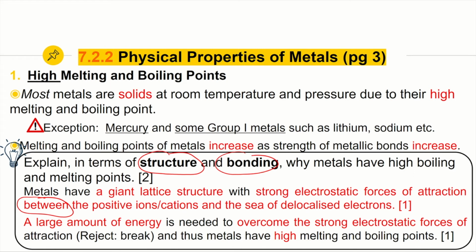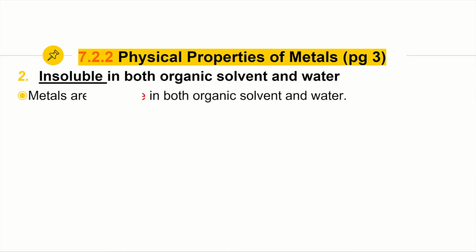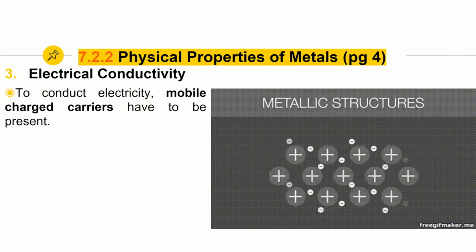However, there are some exceptions. Mercury, we know, is liquid at room temperature. And for group 1 metals, which we will learn subsequently, they have low melting point and boiling point, but only these two. So group 1 metals and mercury are exceptions. We also know that metals are insoluble in organic solvent and water. They don't dissolve, and they conduct electricity.